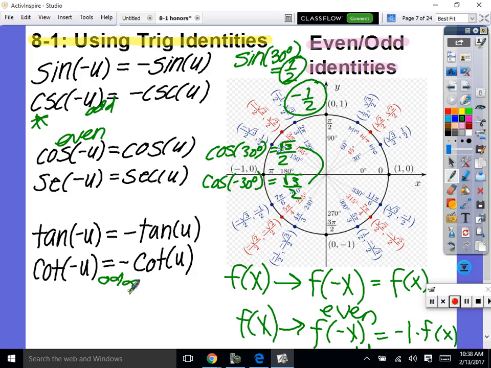So if sine is odd, so is cosecant, because they're reciprocals. Cosine of negative u equals cosine of u. So secant of negative u equals secant of u. Tangent of negative u will simplify to be negative 1 times tangent of u. Cotangent of negative u is the same thing as negative 1 times cotangent of u.